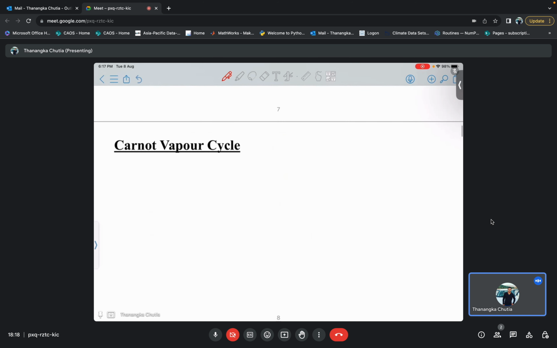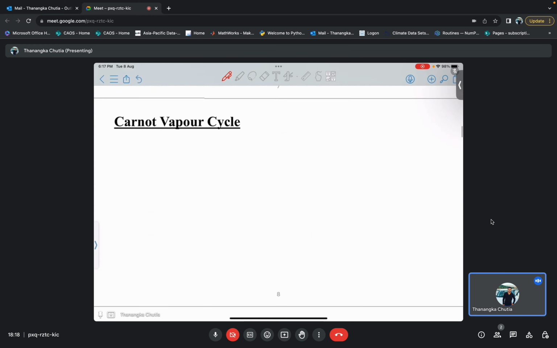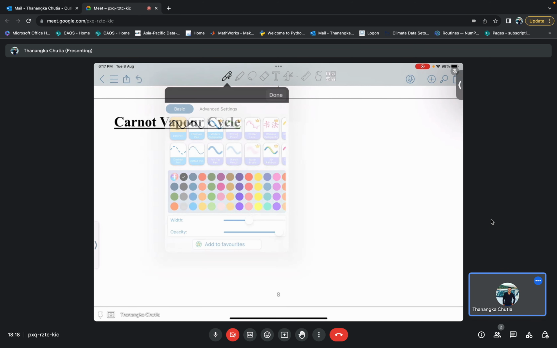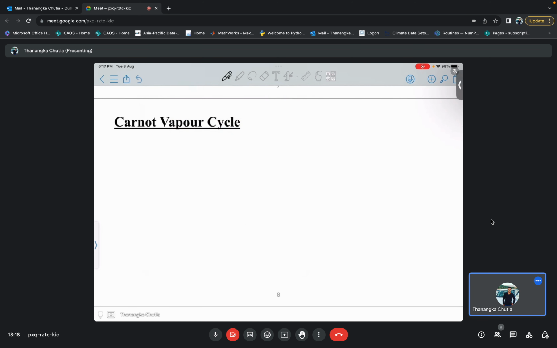Now let's look at the Carnot vapor cycle. We know that in the Carnot cycle there are two reversible adiabatic processes and two reversible isothermal processes.